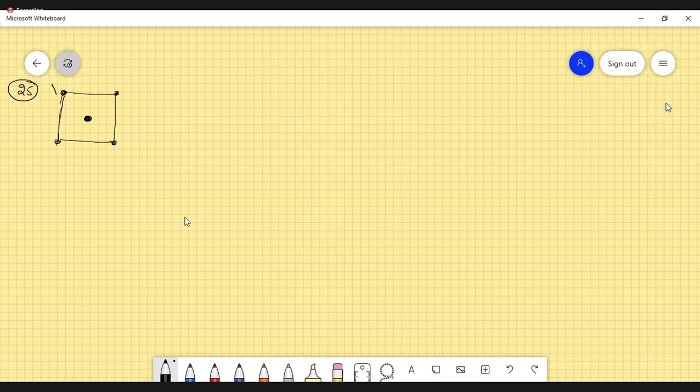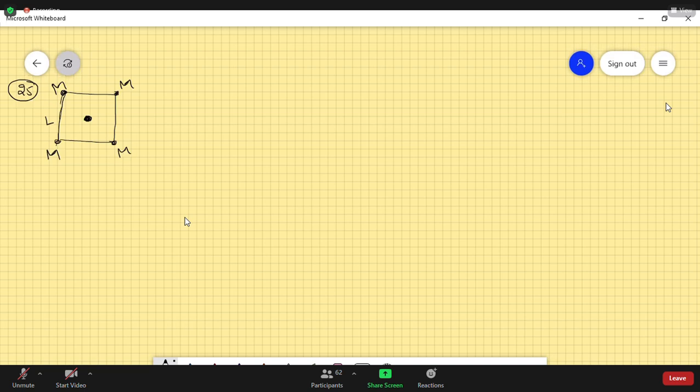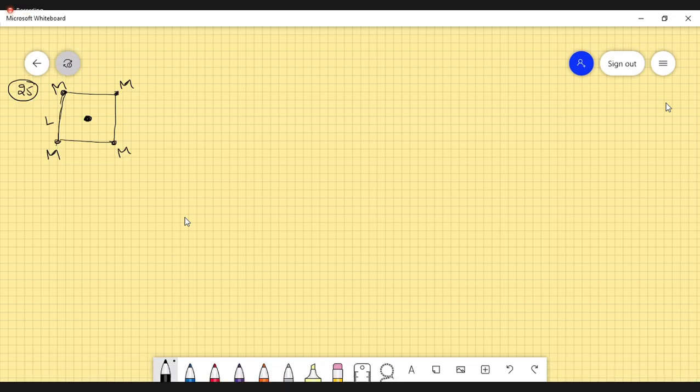So mass is m and side is L. What is the moment of inertia? Moment of inertia is m r square. So first you have to find the distance from the center to the corners. All the distances are the same. So first you have to find it, because moment of inertia I equals m r square. This is the formula. Since there are four particles, we can write the sum.